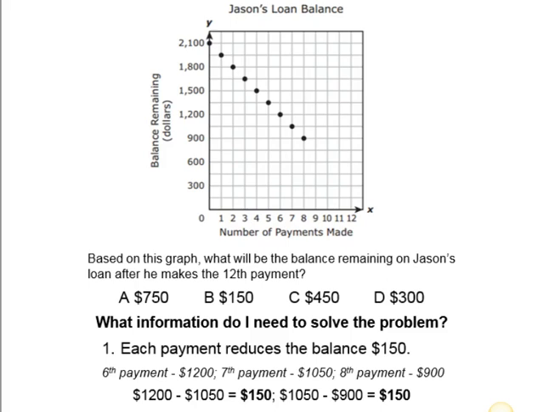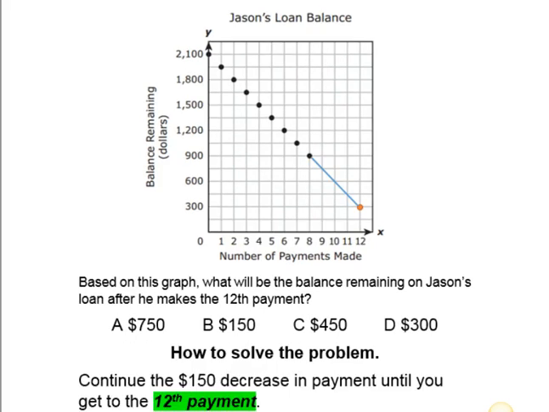Well, we can see that as we're plotting on the graph, after the sixth payment, Jason owed $1,200. After the seventh payment, he owed $1,050, and after the eighth payment, the remaining balance was $900. So after each payment, Jason's balance decreases by $150.